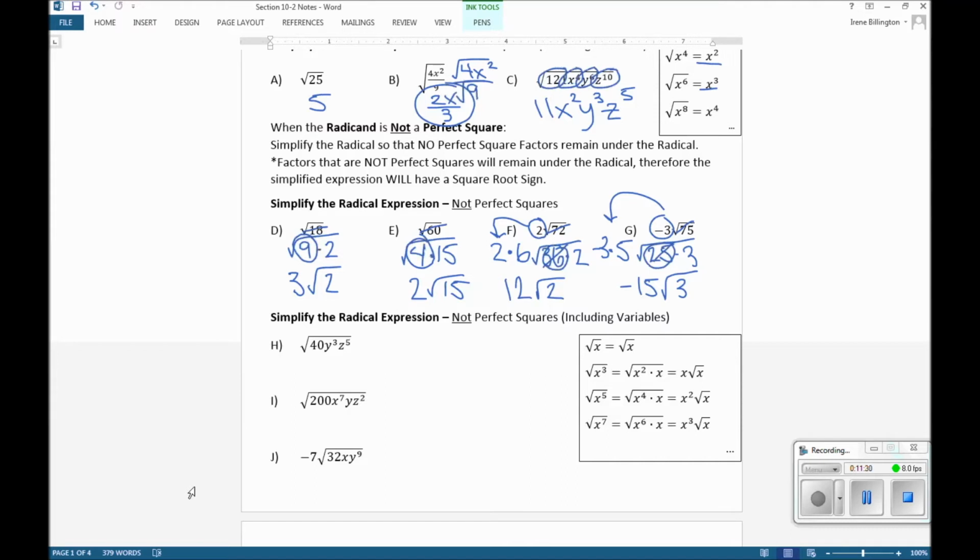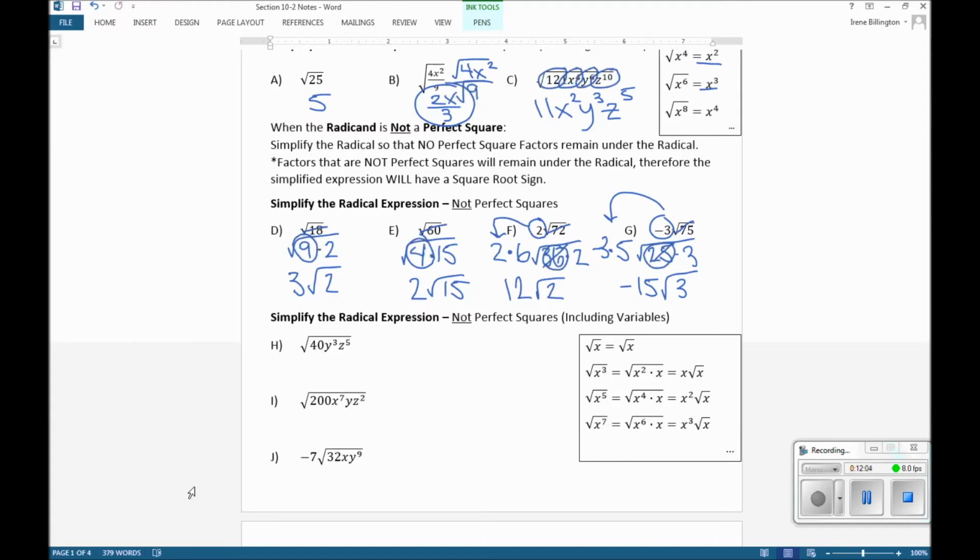So we said above that if your variable term has an exponent that is even, then you can take the square root and you just divide that exponent by 2, and it comes out of the square root sign. All right, for our next problems here, we do have some even exponents. However, what happens if there are odd exponents, okay? We need to split these variables apart using the same idea of creating that perfect square factor.